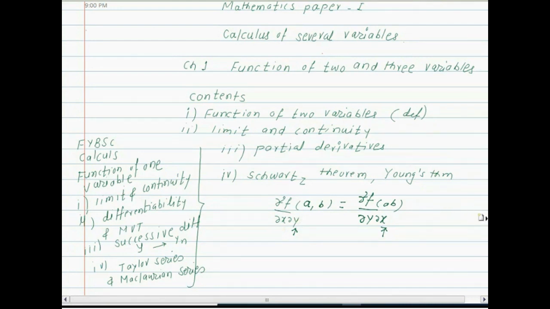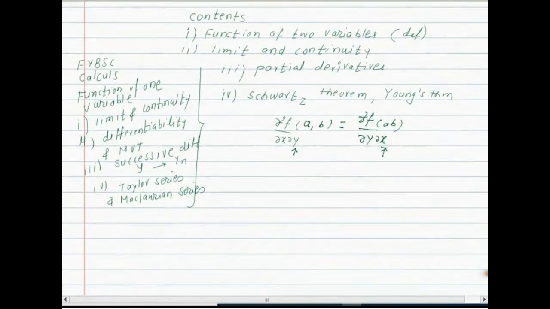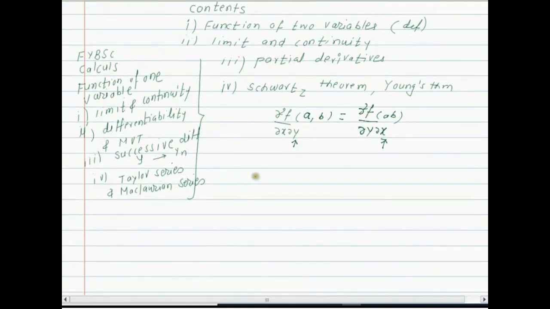So let us begin with the definition. We define this function f from R cross R to R. Now what is R? First we will see what is R. We know the set of real numbers.